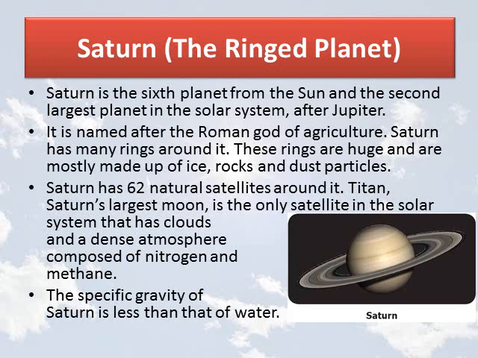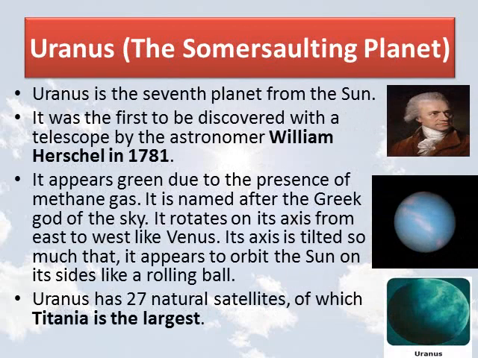Dear children, the specific gravity is a ratio of the density of a substance to the density of a given material like water. That is, a substance with a relative density less than 1 will float in water. In simple words, it means that if you put Saturn in water, it will float.